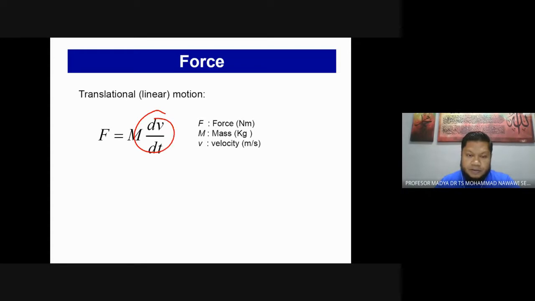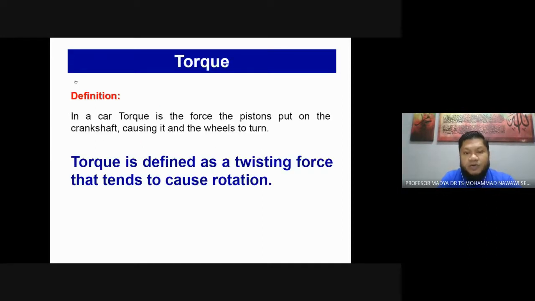So this A is the acceleration, and therefore we have force equals ma. Normally it can be small or capital M, but it is mass multiplied by the acceleration, or in terms of equation, we have M multiplied by dv over dt. All right, so now we compare with the torque.